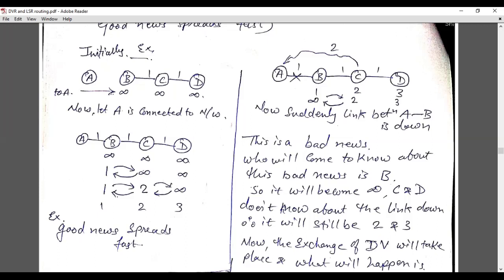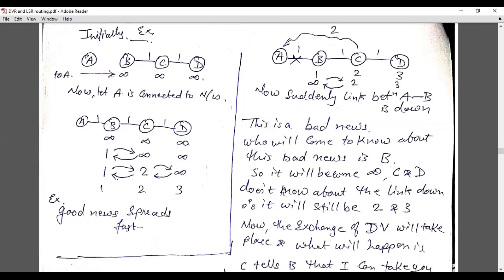So this is how the good news spreads fast. But now see, this is one scenario, and the other scenario is that bad news spreads slowly. So now see, there is a path A, B, C, and D. The network is there, and then suddenly the link between A and B is broken, right? And this is actually the bad news.